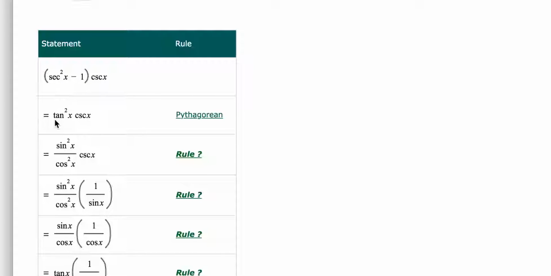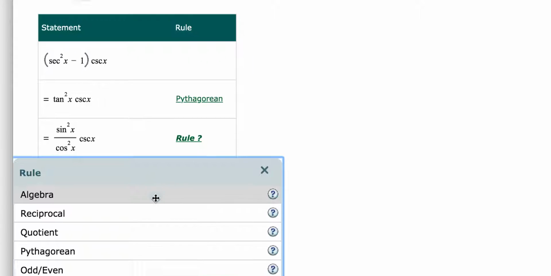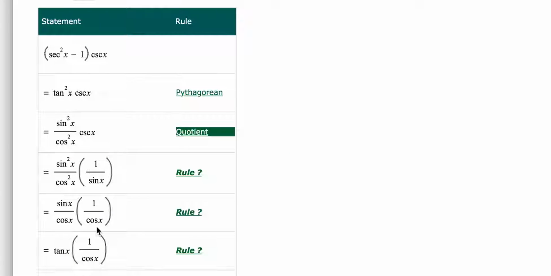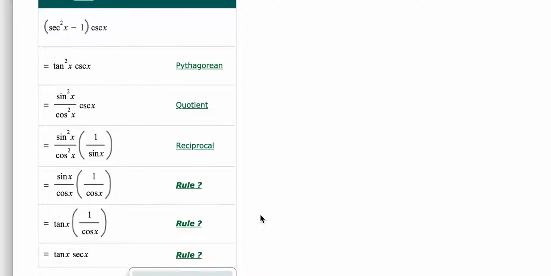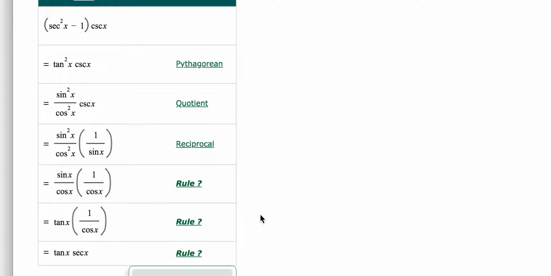If you rewrite tangent as sine over cosine, or in other words, rewrite tangent squared as sine squared over cosine squared, the text that we use in Alex is using the quotient identity there. And then you've got sine squared over cosine squared times 1 over sine x. So the cosecant changed; we use the reciprocal rule. You can rewrite the reciprocal trig functions: cosecant is 1 over sine, secant is 1 over cosine, and cotangent is 1 over tangent.